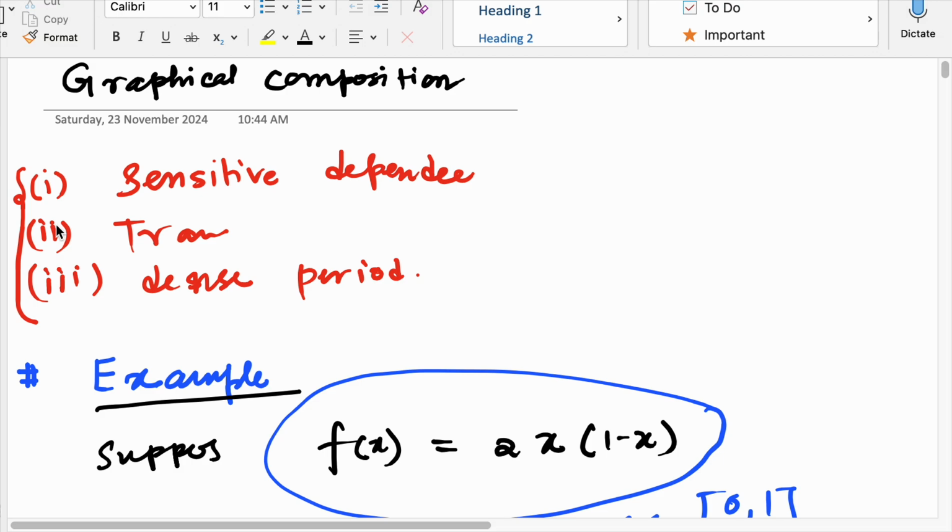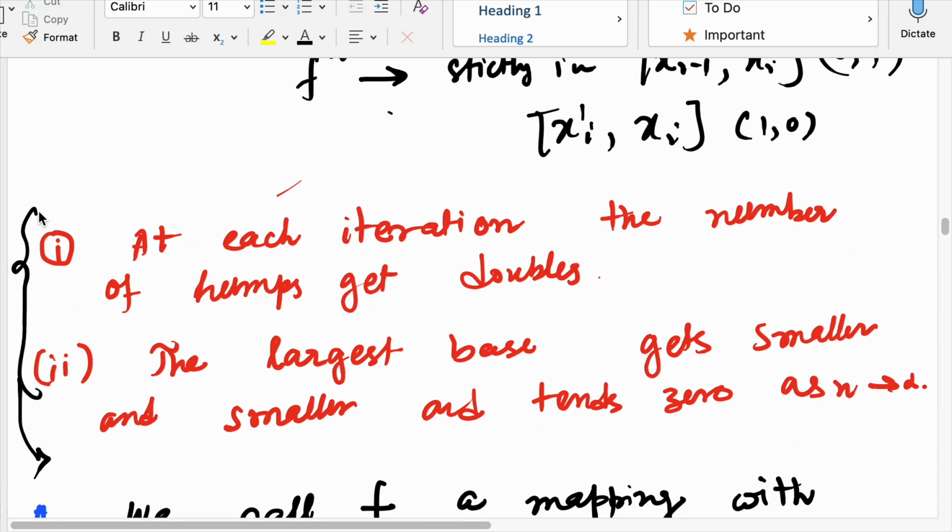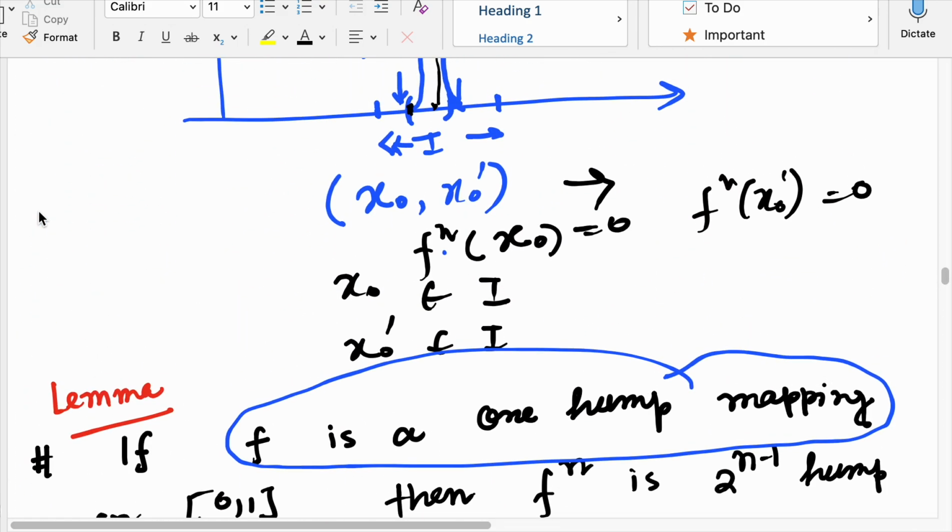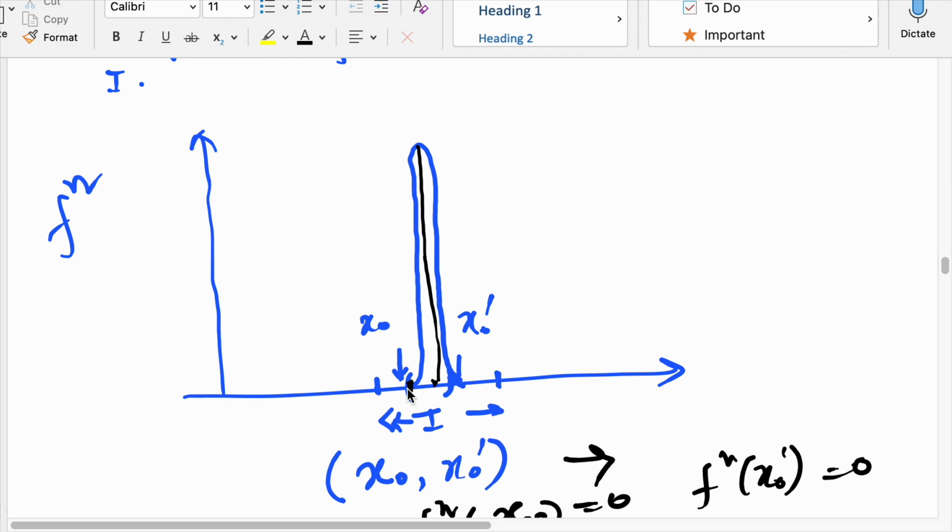That's why we are after this graphical composition, and we have defined some kind of wiggly turrets. What does this spike mean? It means that in a very small interval the map increases rapidly, with a sharp increase, attains a maximum value, and then decreases. So there is a steepness in the curve, and in this class we want to see why this steepness is related to the sensitive dependence on initial conditions.